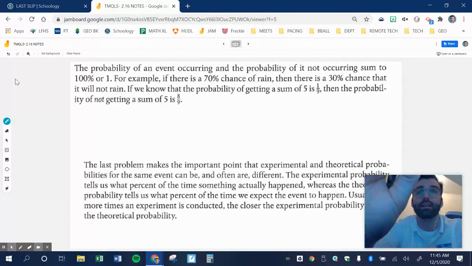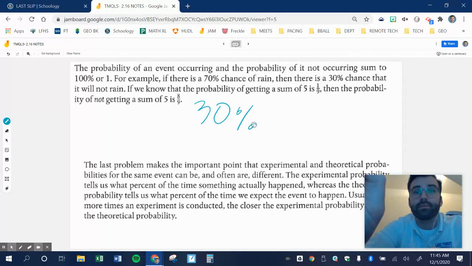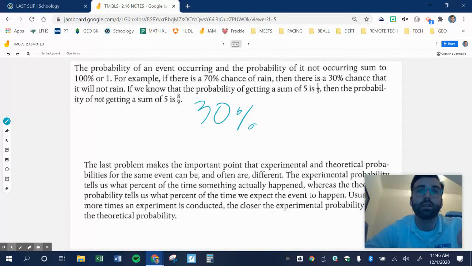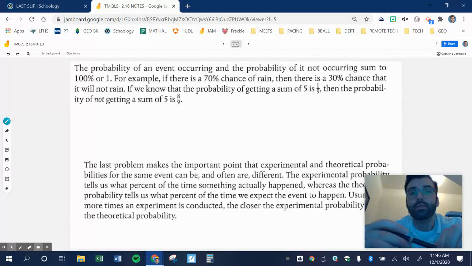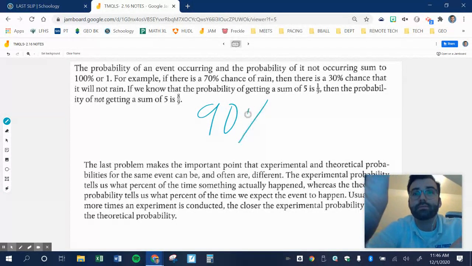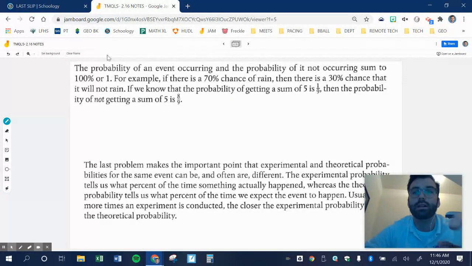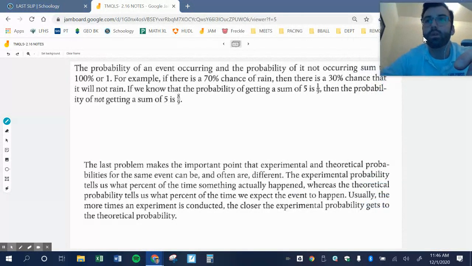If the chance that I get an A in this class is a 30%, then the chance that I don't get an A would be a 70%. If the chance that I have a ham sandwich for lunch would be a 90% chance, then the chance that I don't have ham on my sandwich for lunch would be a 10% chance. All right, so their sum is always going to be 1. That's pretty important. That's going to come up more and more.